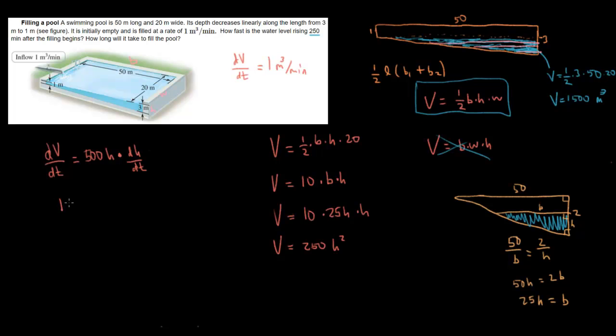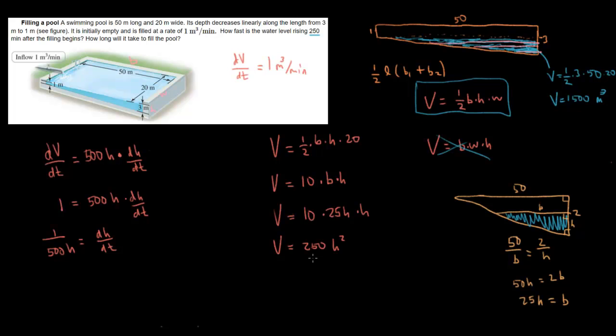So we could say 1 equals 500h times dH/dt. Now I want to solve for dH/dt. So 1 divided by 500h equals dH/dt. Well, now we're at a slight road bump because we've solved for dH/dt, but this is still dependent on height. Okay, well, what can we do here?